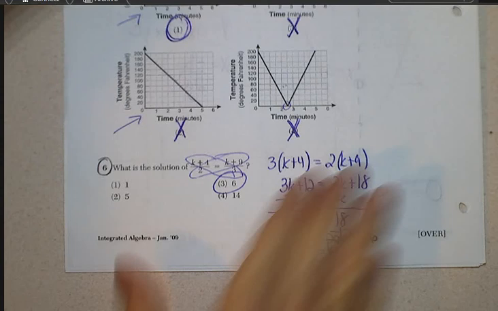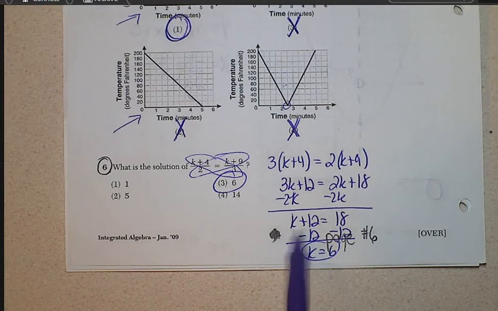Sorry, it went below the line there. So we'll go through it again. k plus 12 is equal to 18. When we subtract 2k from both sides, subtracting 12 from both sides, we get k is equal to 6.